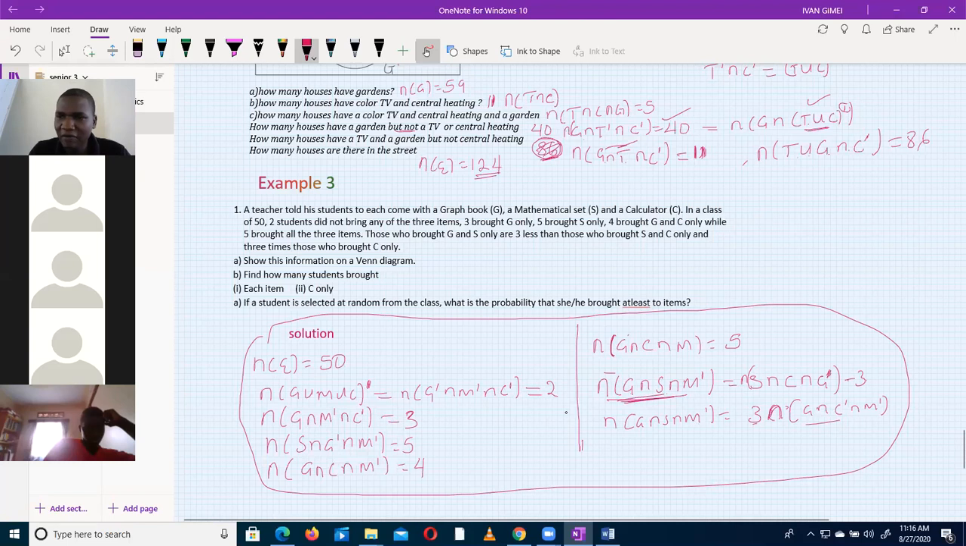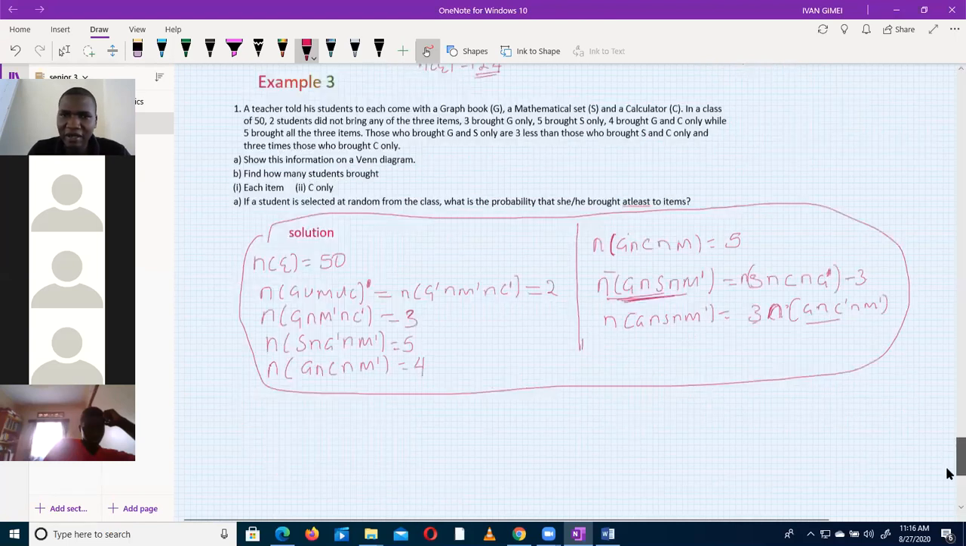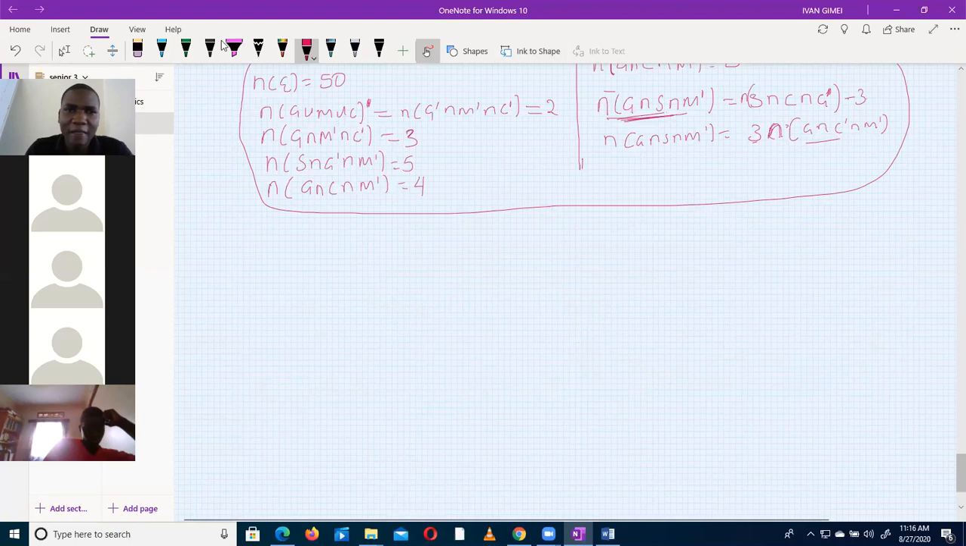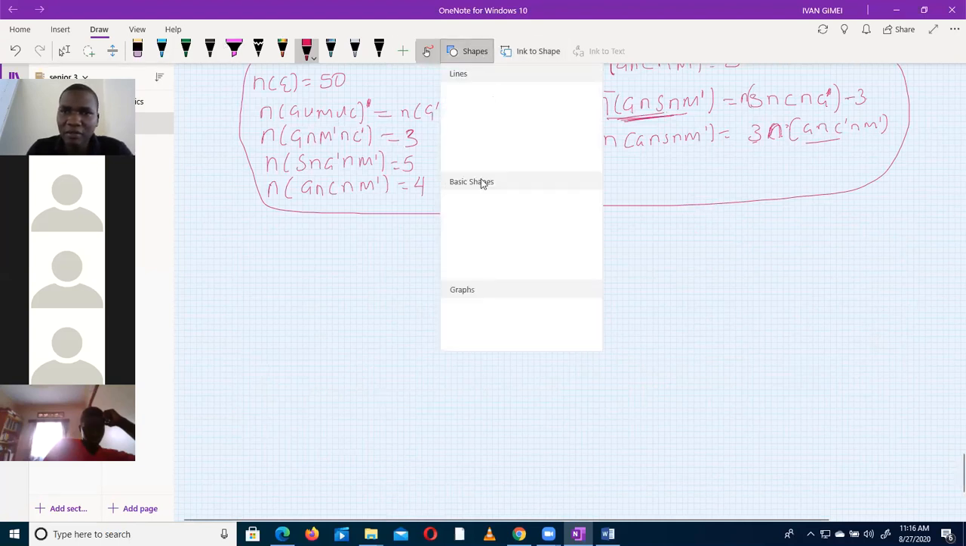We're now going to the step of drawing the Venn diagram. I want to draw the Venn diagram and we see how it looks. So I go to my shapes. I want to get a Venn diagram.